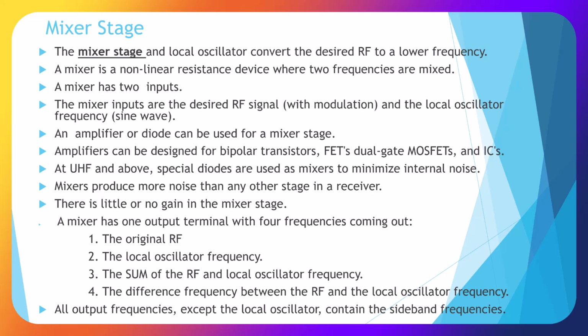A mixer has one output terminal where four frequencies come out: the original RF, the local oscillator frequency, the sum of the RF and local oscillator frequency, and the difference frequency between the RF and the local oscillator frequency. All output frequencies except the local oscillator contain sideband frequencies.